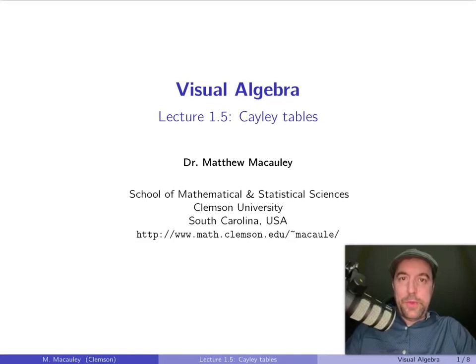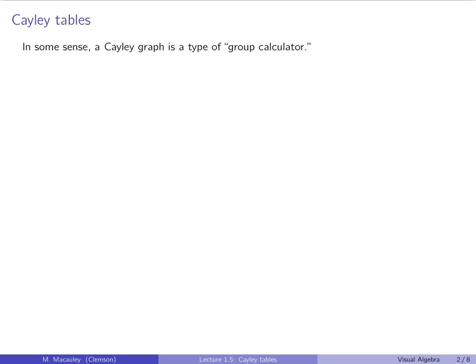Welcome to Visual Algebra Lecture 1.5, Cayley tables. In this lecture, we'll learn about a new way to visualize finite groups. In some sense, a Cayley graph, which has been central to all lectures so far, is a type of group calculator. It allows us to quickly compute the product of two elements by just concatenating paths.